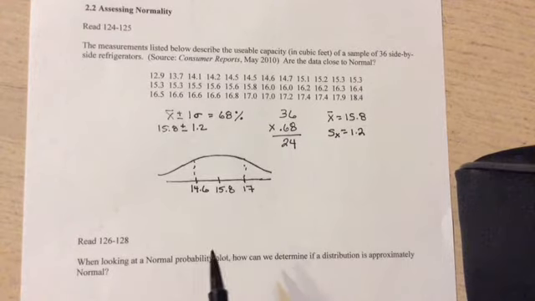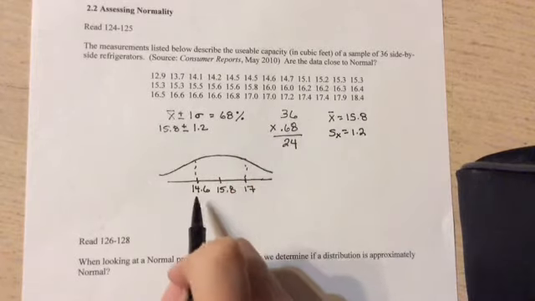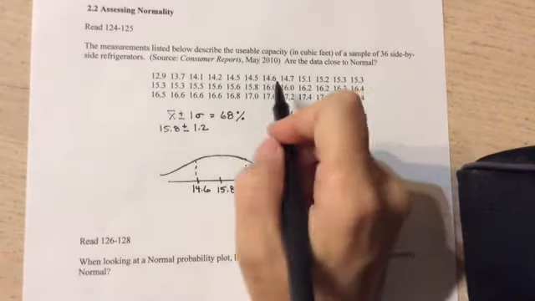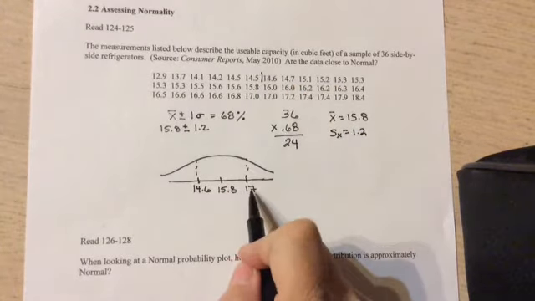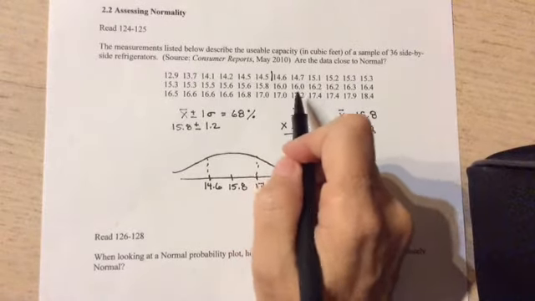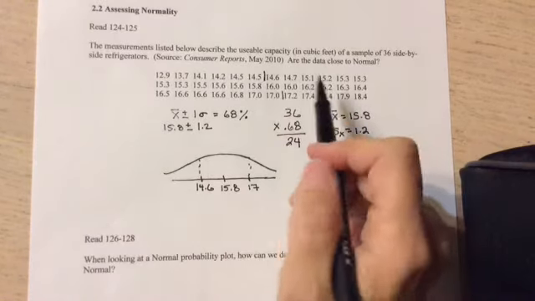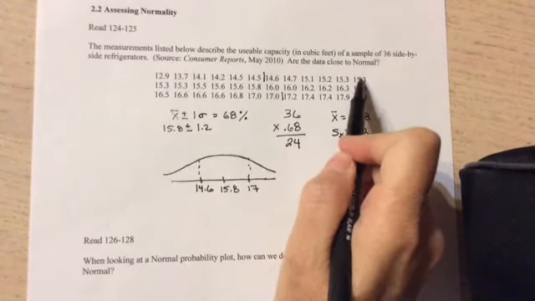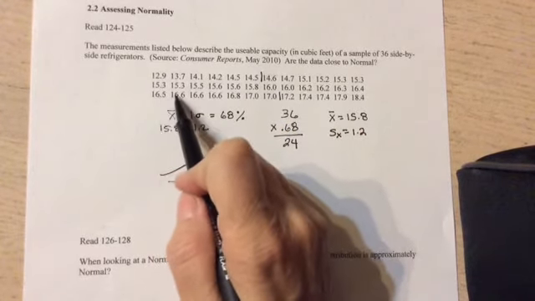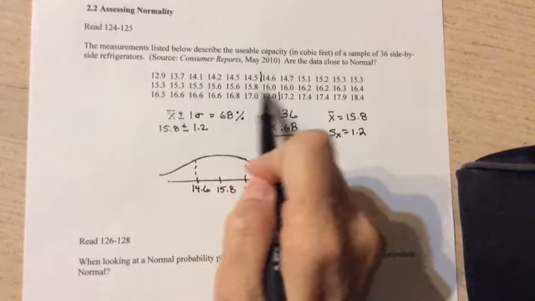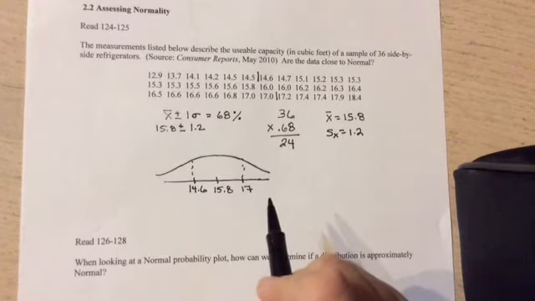Well, how can we do that? Well, the only way we're going to be able to do that is to count. So luckily the data is already in order. So 14.6 starts right here in the data set. Where does 17 stop? 17 stops right there. Let's count and see if we have our 24 pieces of data. 1, 2, 3, 4, 5, 6, 7, 8, 9, 10, 11, 12, 13, 14, 15, 16, 17, 18, 19, 20, 21, 22, 23, 24, 25. So we have 24 pieces of data that fall in the first standard deviation.